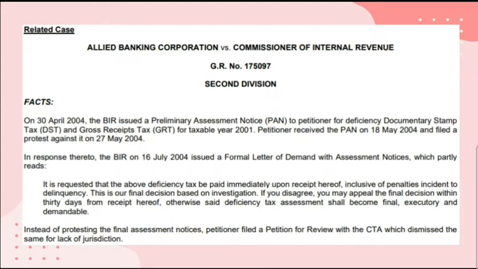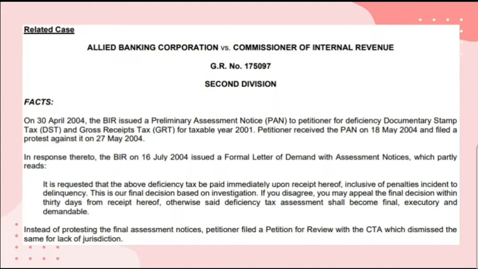So instead of protesting the formal letter of demand or final assessment notices, the petitioner filed a petition for review with the CTA division, which was dismissed on the ground that the petitioner failed to file an administrative protest on the formal letter of demand or final assessment notice, in which case the assessments did not become disputed assessments subject to the court's review. Then, the motion to dismiss is granted and the petition for review is hereby dismissed for lack of jurisdiction, as well as the motion for reconsideration.